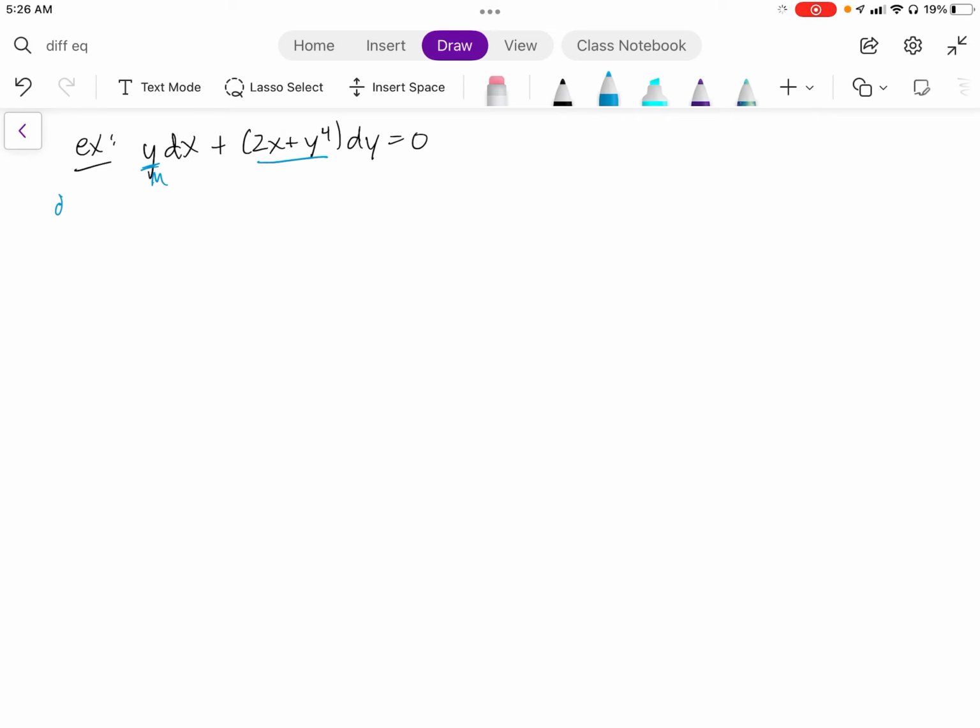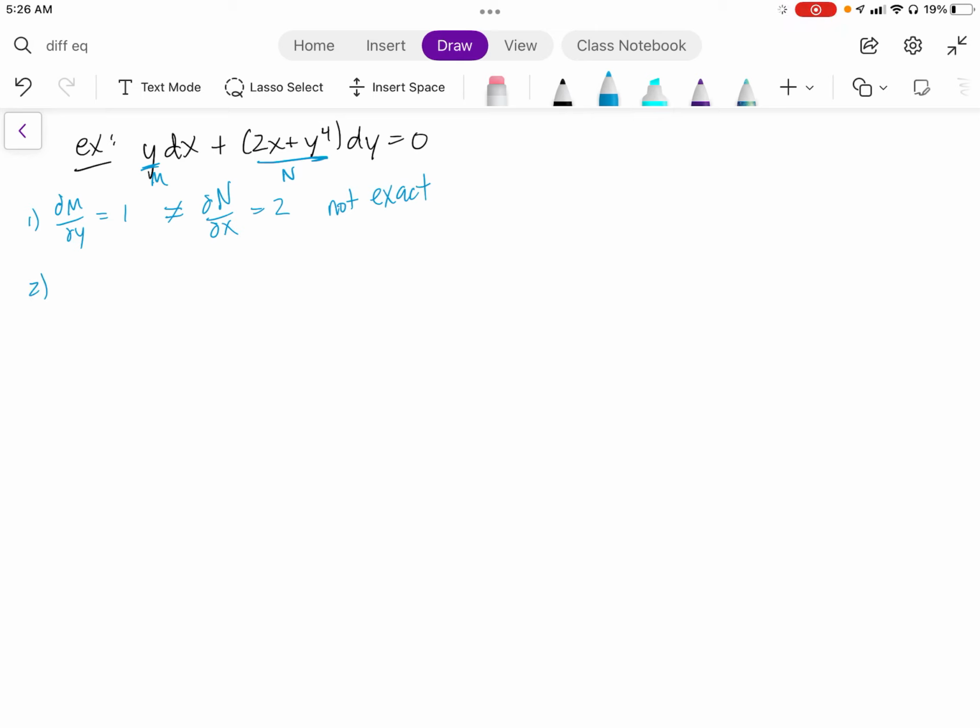So that's M and that's N, and partial y of M is 1, which is not equal to the partial with respect to x, which is 2, because y to the fourth is a constant. I don't even need to write this. All right, so there is a trick. If it meets a certain criteria, we could try to get it to be exact. But this has to hold true.